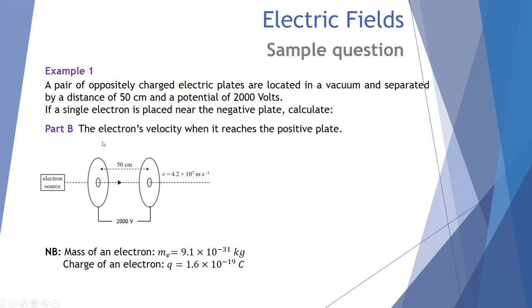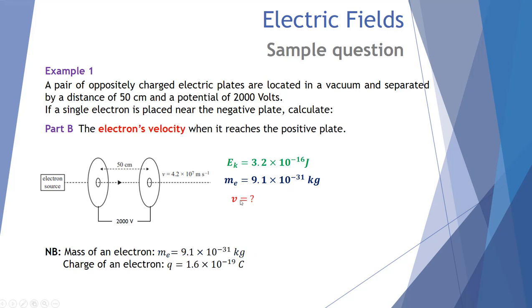Part B of this question, with the same setup, we want to calculate this time the electron's velocity when it reaches the positive plate. So we take the kinetic energy from our previous question in part A, 3.2 × 10⁻¹⁶ joules. We know the mass of the electron again is 9.1 × 10⁻³¹ kilograms. And we want to know its speed, its velocity when it reaches the second plate, when it's been accelerated between the large potential difference.